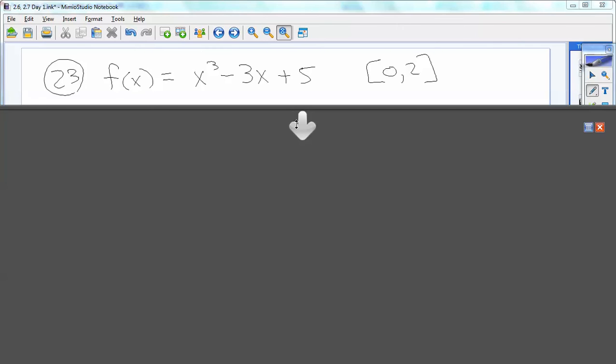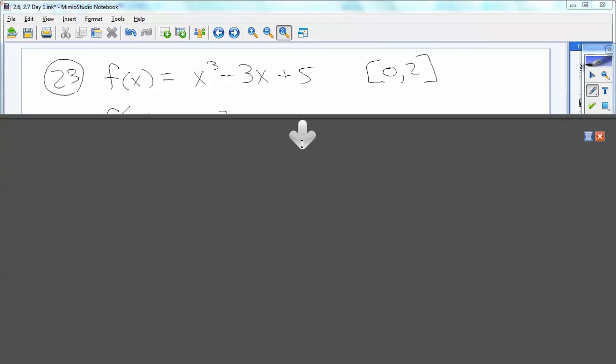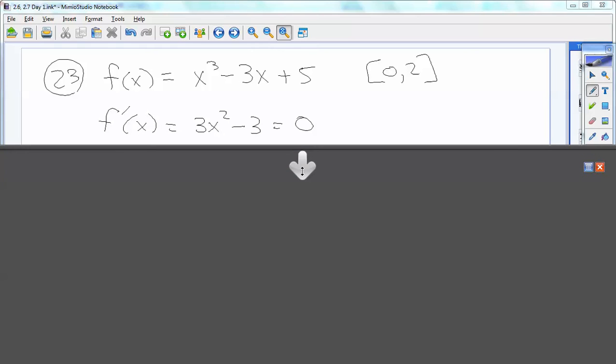So, find the max min values of this function on the interval 0 to 2. So find its highest point, find its lowest point. Like if we were doing profit, right? We might want to find what's the highest profit and how many things should we manufacture to get the highest profit. So we do the derivative, it would be 3x squared minus 3.